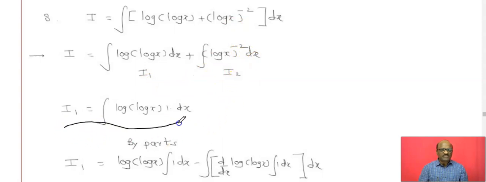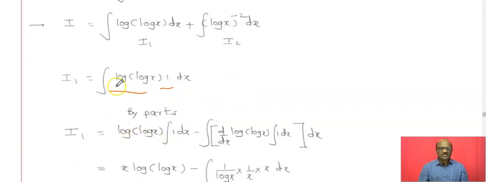Now treat this as the I1. Now here is the I1. Now I will again show you. This is the I1, that is log of log x. This is the first function. Now write this one, that is 1. Again this is the algebraic function. 1 means algebraic function and this is the logarithmic function.